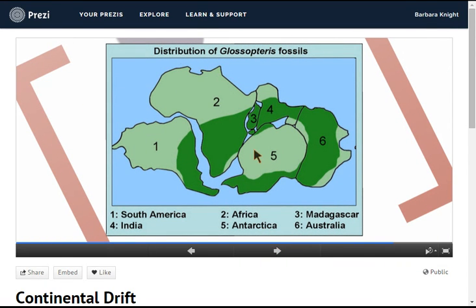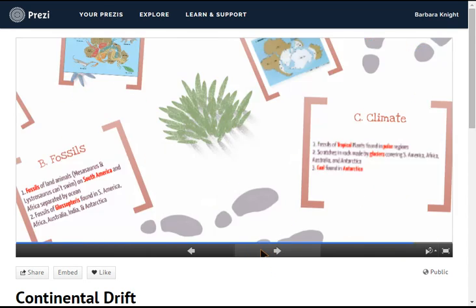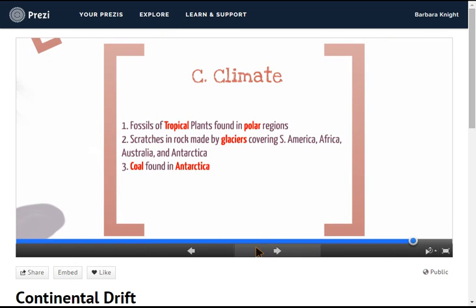And again, this is the plant fossil that I was talking about that is found all distributed through South America, Africa, India, Antarctica, and Australia. And plants do not swim, last time I checked.